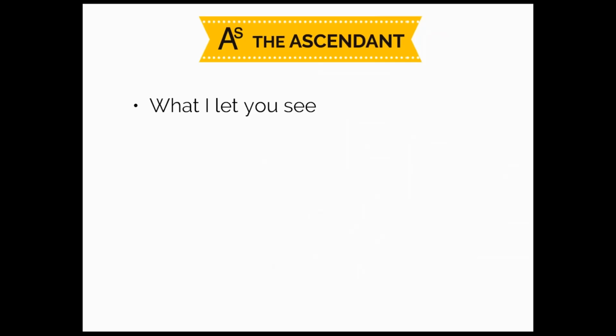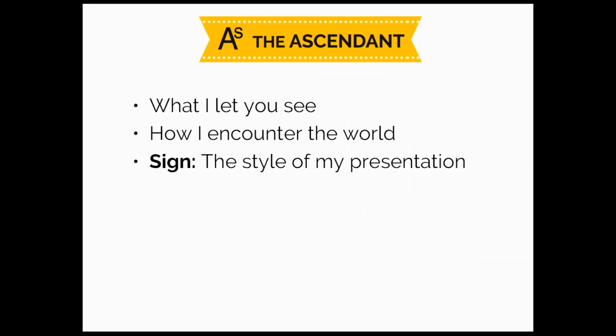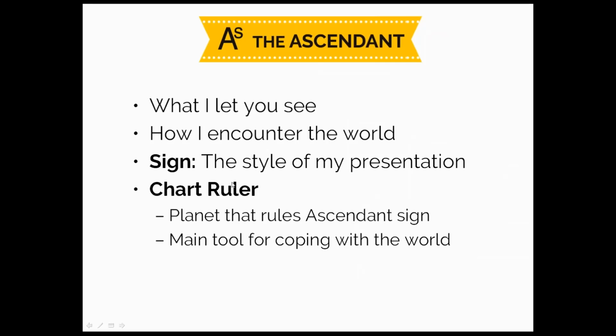Next, I look at the ascendant, which describes what you let someone see. It's how you encounter the world. The sign on the ascendant, the first house cusp, describes the style of your personal presentation. And the planet that rules the ascendant sign, which we call the chart ruler, indicates one of the main tools that you have for coping with the world.